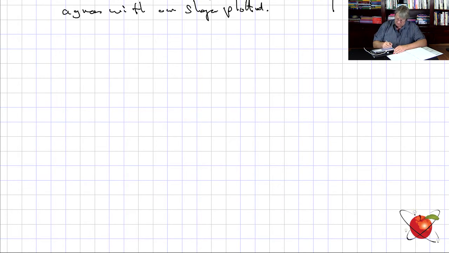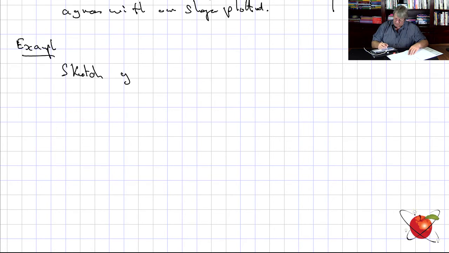Let's do another one. Okay? Let's do another one of these, shall we? Okay, we've done that. Here's another one, I think. Sketch this graph. Example. Sketch.